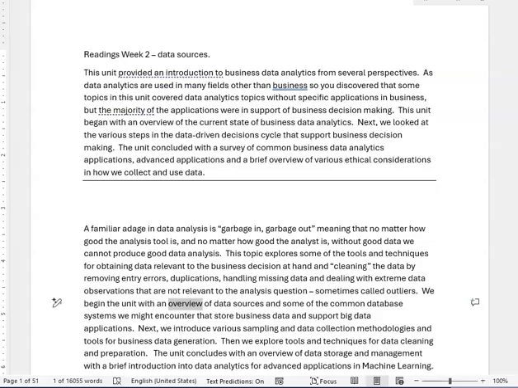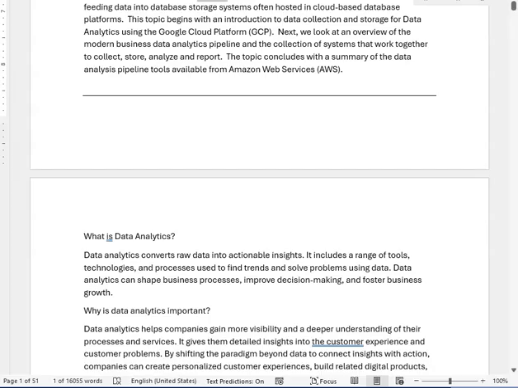We begin the unit with an overview of data sources and some of the common database systems we might encounter that store business data and support big data applications. Next, we introduce various sampling and data collection methodologies and tools for business data generation. Then we explore tools and techniques for data cleaning and preparation. The unit concludes with an overview of data storage and management with a brief introduction into data analytics for advanced applications in machine learning.